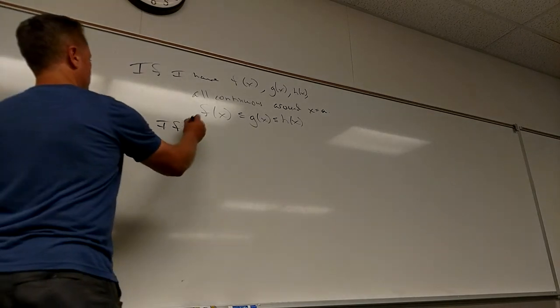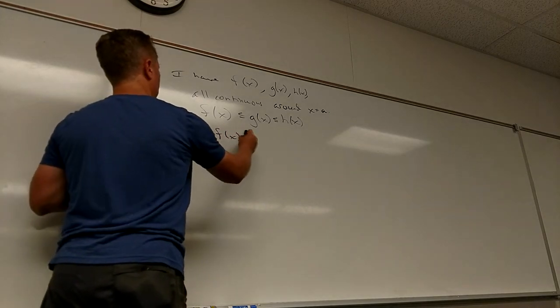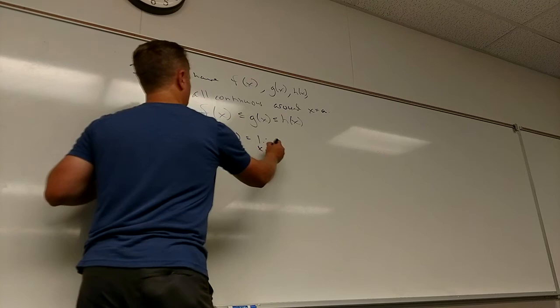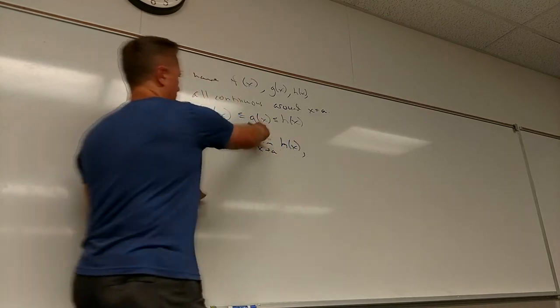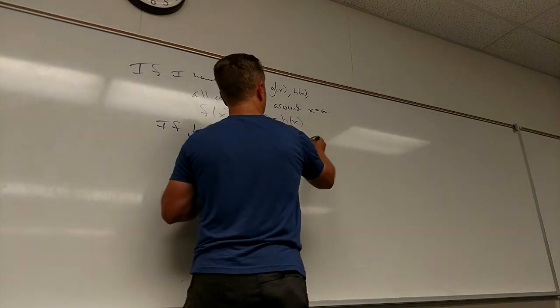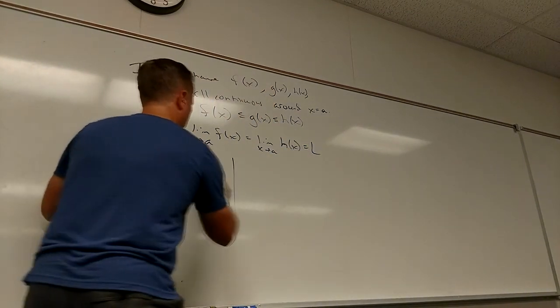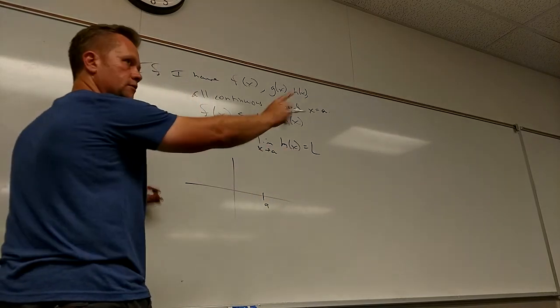If the limit as x goes to a of f of x equals the limit as x goes to a of h of x, what must the limit as x goes to a of g of x be? And let's say that this equals L. So what does this look like? Here's a. Doesn't matter where a really is. Just going to throw it somewhere.